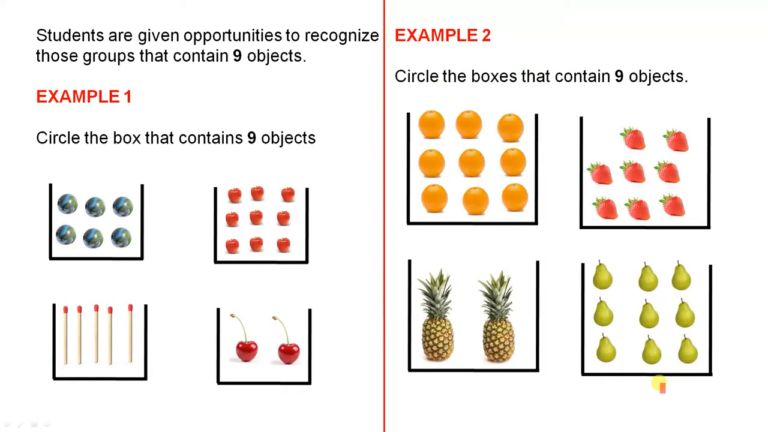Students are given opportunities to recognise those groups that contain 9 objects. For the first example, students would be asked to circle the box that contains 9 objects. When they hear the word box, I'm sure they'll recognise that it's only one box, and they will pick this one. For the next example, students would be asked to circle the boxes that contain 9 objects. When they hear the word boxes, they know that it'll definitely be more than one box, so when they look closely, they'll circle this one and this one.